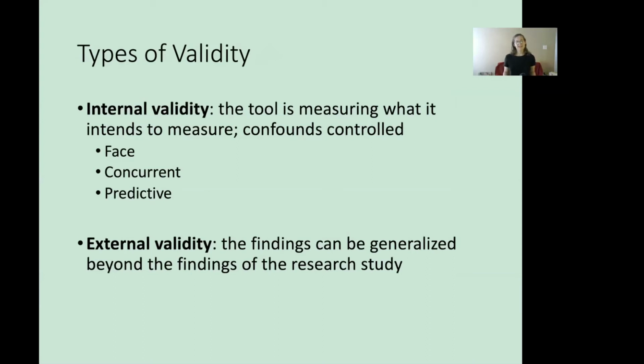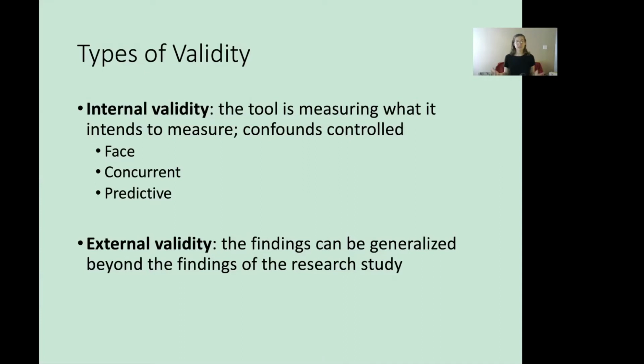Now, validity has multiple types as well. We have internal and external validity, just like we do reliability. Internal validity is when we're saying that the tool is measuring what we mean for it to measure. And it also means that we have controlled any confounding, extraneous, external variables, whatever you would like to call those. We're going to talk about them later in the threats to reliability and validity section.